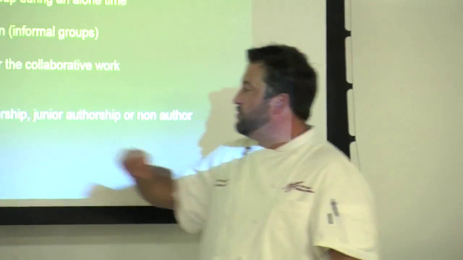And then lastly, research team model: you can have authorship, and this would be decided within the group. Authorship, joint authorship, junior authorship, and non-author. So if somebody didn't contribute at all, they would be a non-author. If someone contributed a good bit of the work, then they might be a joint author or main author. That's just a way of breaking up the differences.